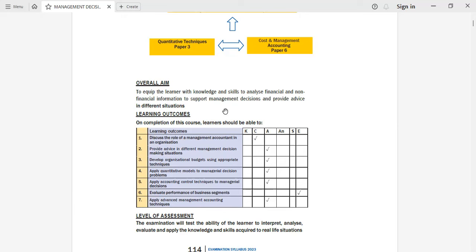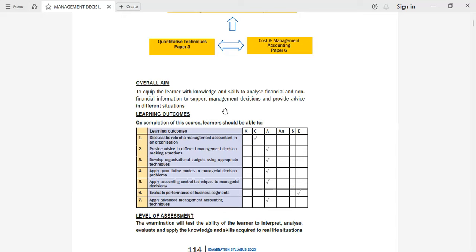So these are the things that we are going to be looking at. We said number 1, the learning outcome is to discuss the role of the management accountant in an organization. Because we said we are going to be managers, we are going to be advisors, we are going to be management accountants. We are expecting that at the end of the day, you actually know your role as an advisor or a management accountant in an organization.